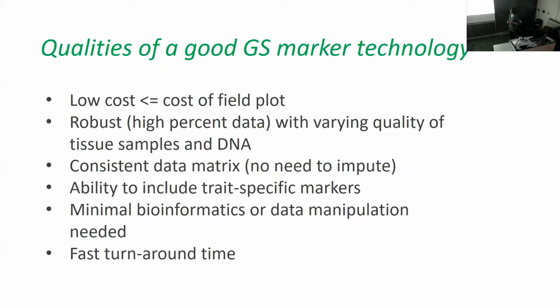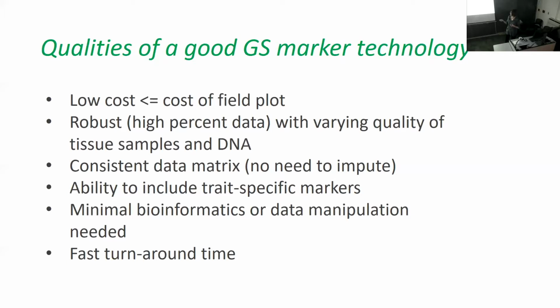The type of technology was a challenge to begin with. It had to be low cost, and low cost as in equal to the cost of a corn plot or less, or a soybean plot, which is about $5. It has to be very robust, with a high percentage of data, whether you've got horrible samples coming in from some part of the world or a really bad DNA prep. It has to be really stable across different conditions. You have to have a consistent data matrix. Because of the turnaround time, you can't be imputing data. You can't be messing around trying to match up data sets with different markers in them.